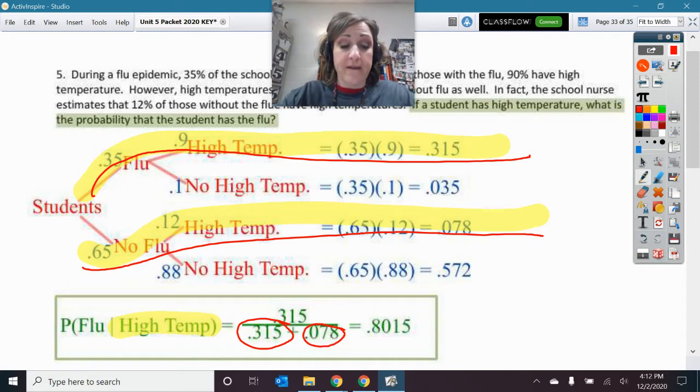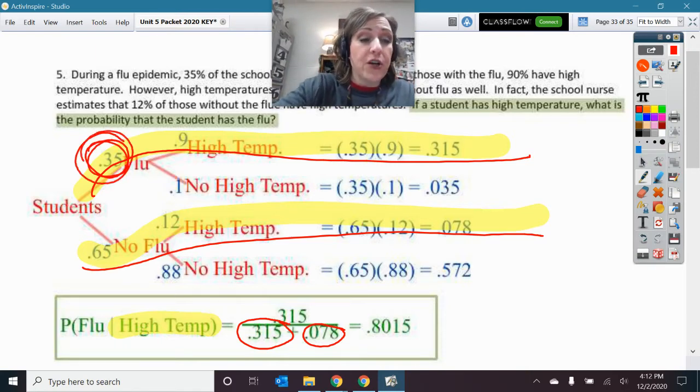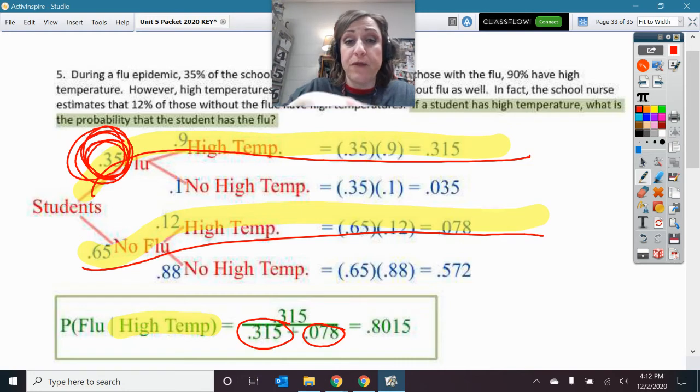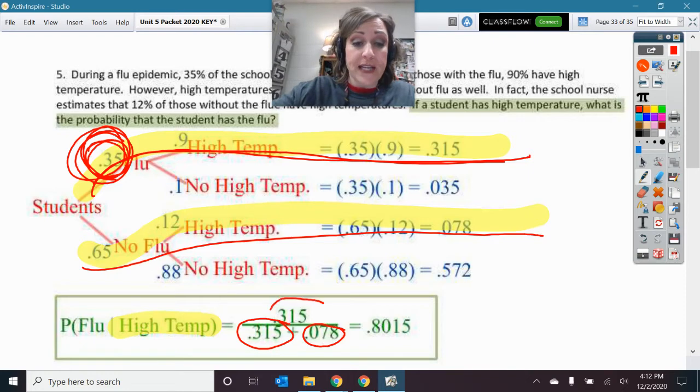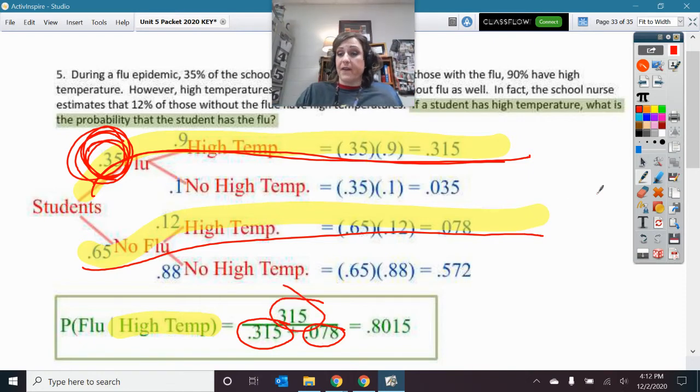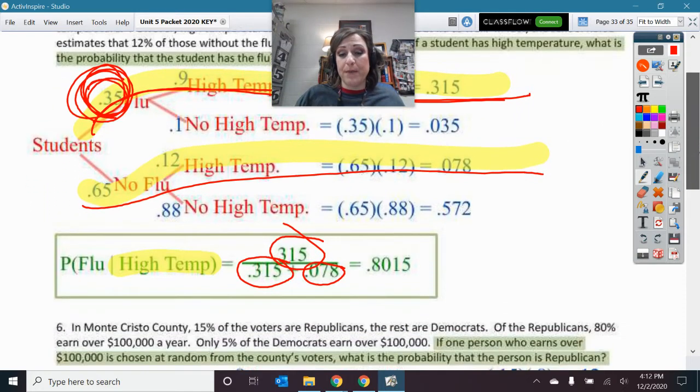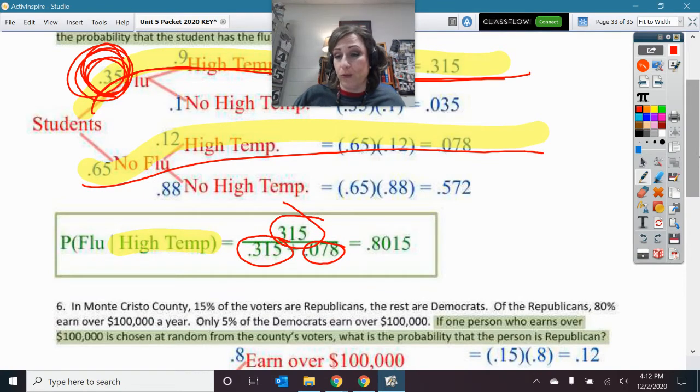We can see here that the flu high temp plus the no flu high temp is the denominator. Do not put 0.35 on top. It's not the total flu. This 35% is the flu people who had high temp and the no high temp, so that's all of them. We only want the high temp flu people. So that's the 0.315. So if you have a high temperature, there's an 80% chance that you've got the flu.